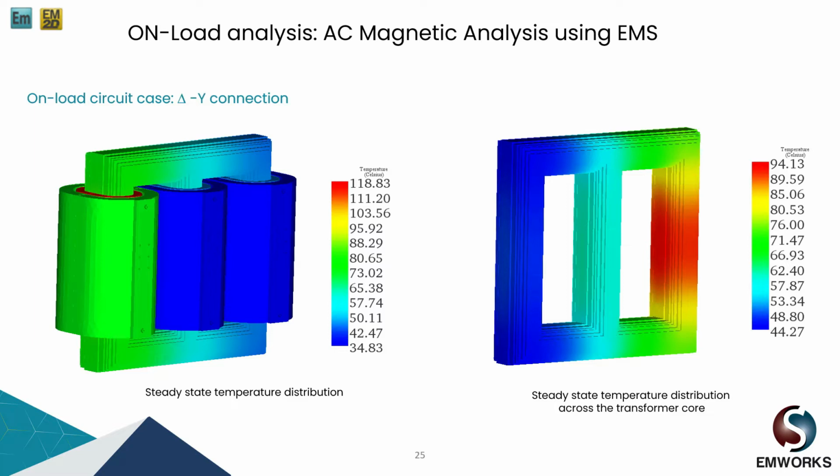We have a higher temperature in one of the primary windings, and also some higher temperature in the core. At the right side, we isolated the core to identify the distribution of the temperature in the core because of the core losses.